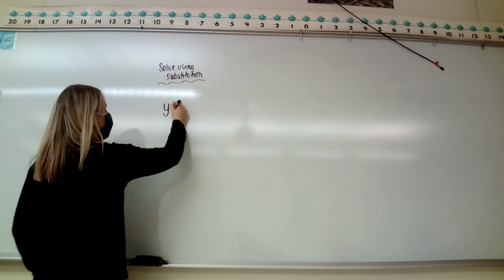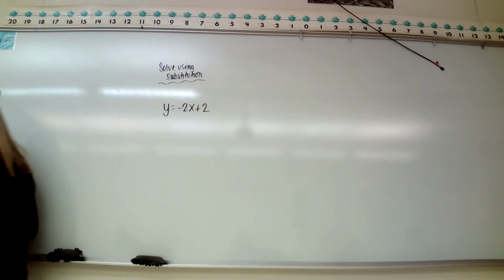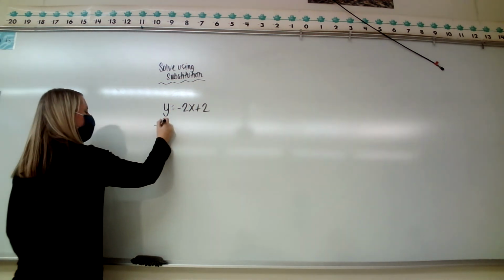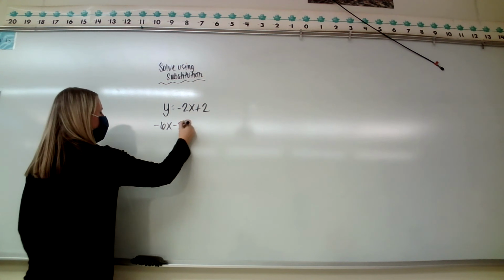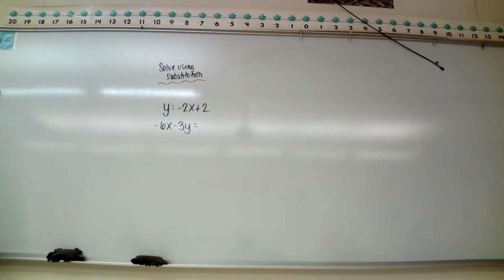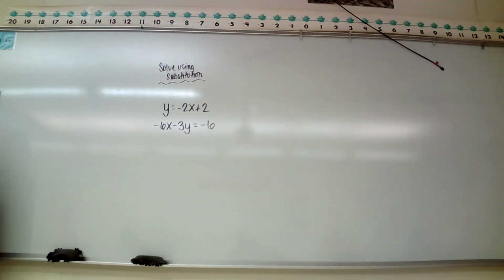So y equals -2x plus 2, my first equation. Sorry, I'm trying to read. -6x minus 3y equals -6. Sorry, I'm trying to make the numbers nice for you guys. So, okay, if I'm going into it, that just looks like a normal problem.